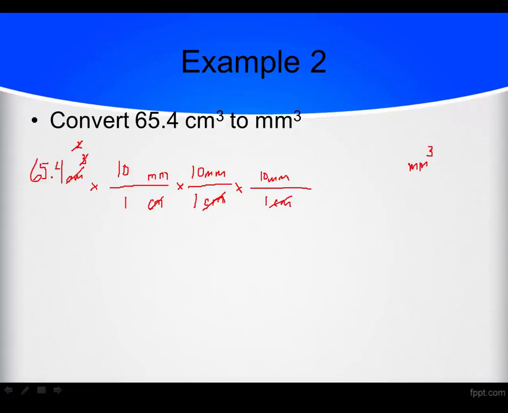And essentially what I've got is 10 times 10 times 10 times 65.4. So 65.4 times 1,000, which is 65,400 cubic millimeters. Okay.